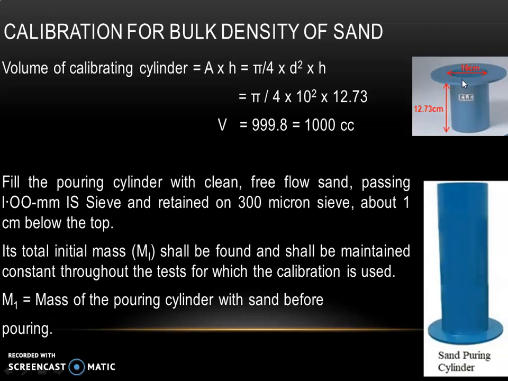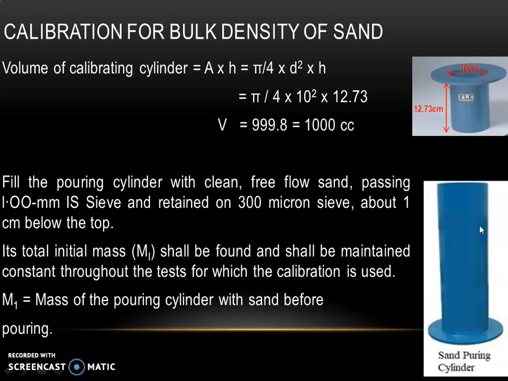Volume of the calibrating cylinder can be found using formula area into height. Area is pi by 4 d square and height is h. Diameter is 10 cm, height is 12.73 cm. So we get volume as 999.8, which can be written approximately equal to 1000 cm cube.